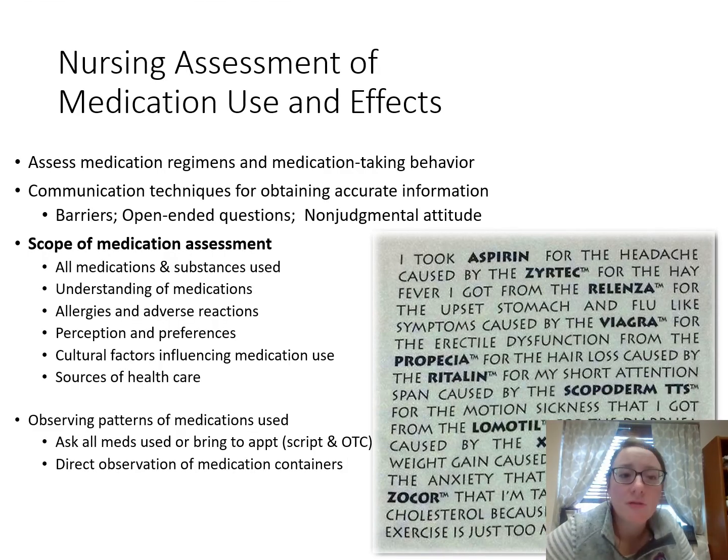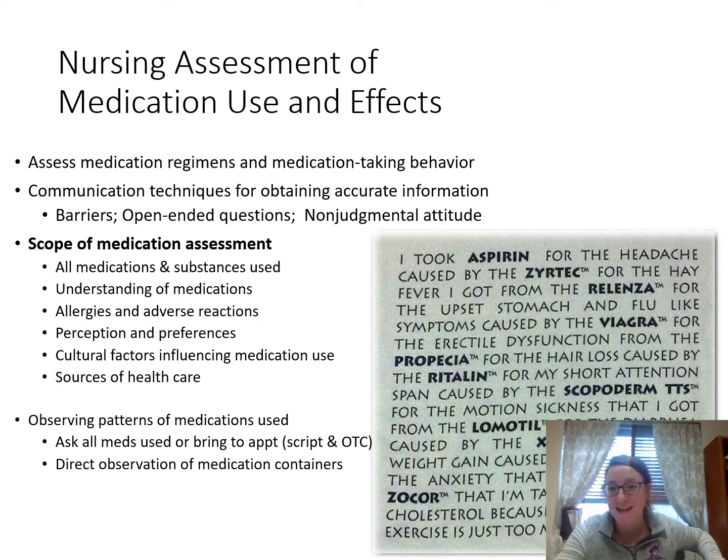And let's talk about our last objective here, the nursing assessment of medication use. So on the right-hand side, you can see our cascade, our inappropriate prescription cascade, right? So it happens, right? And you can totally see where it all falls together. And now look at how his medication list just goes and goes and goes.